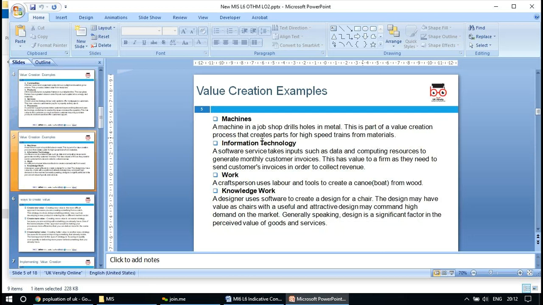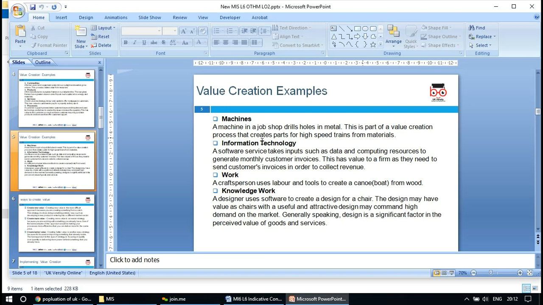Then machines. Whenever you have a machine, you are trying to make some pieces of, let's say, high speed trains, the components of high speed trains. From just metal you are creating the wheels of the train. From just metal you are creating some body of the train, and it's again the creation.